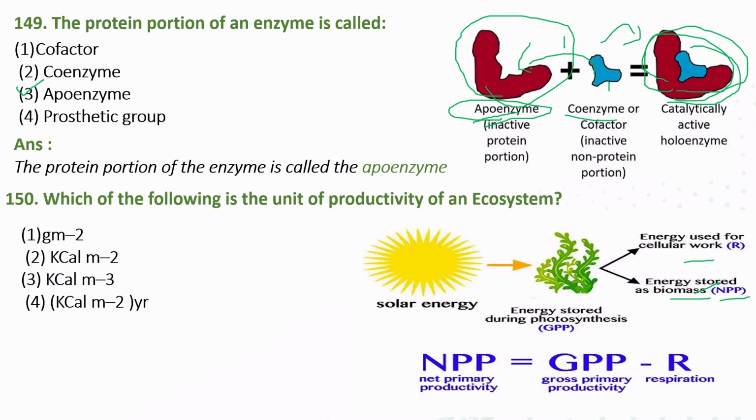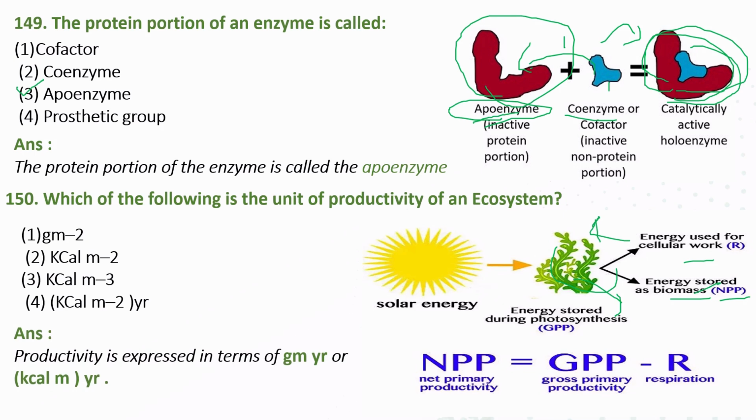So net primary productivity is what is produced in the biomass, and the energy used is known as R here, for the plants to survive. Normally the unit of these is grams or kilograms per year. That is how they count the net productivity of the ecosystem.